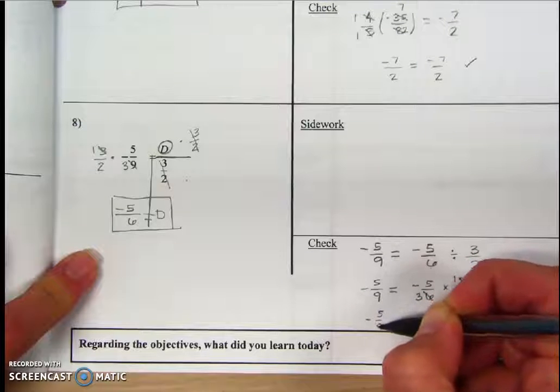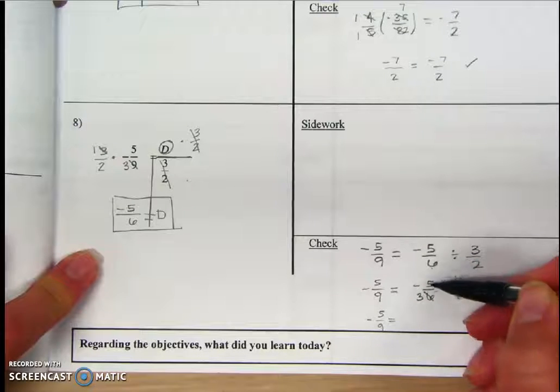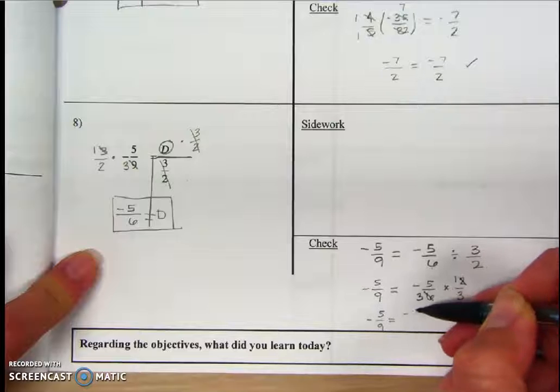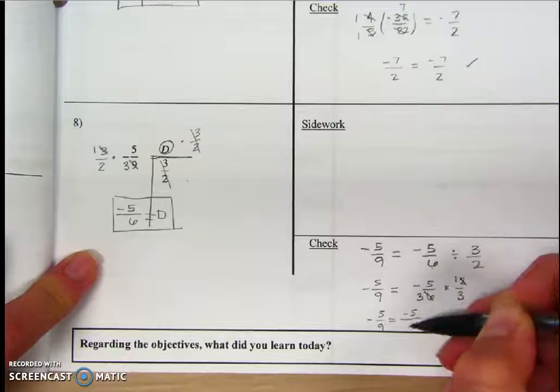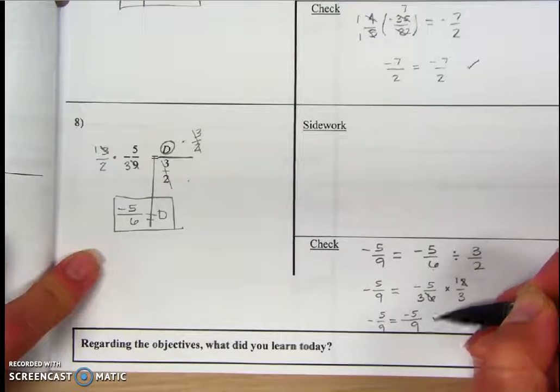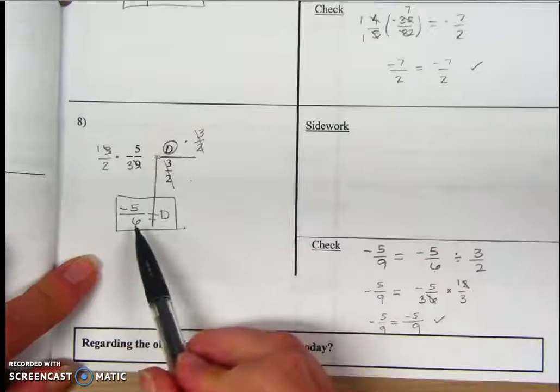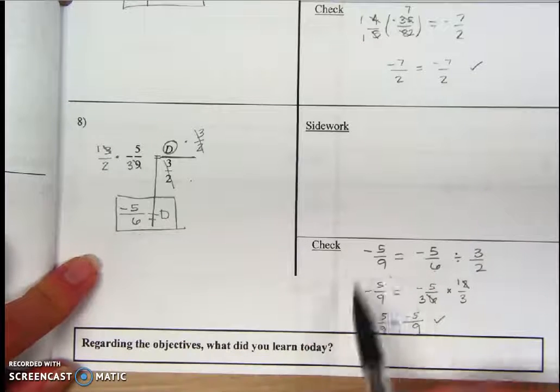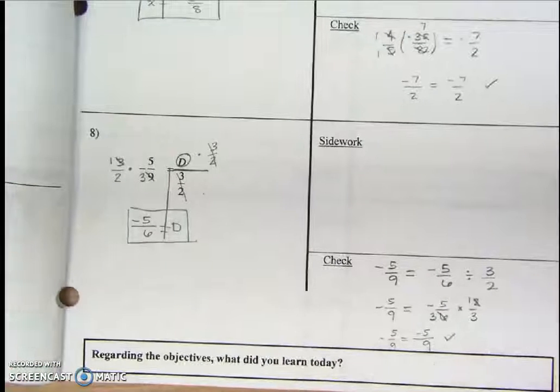So now I'll copy everything down. Negative 5/9 should be equal. Let's see. Negative 5 times 1, negative 5. 3 times 3, 9. Yay, it came out equal. That tells me my answer was correct. Remember, this is just checking to make sure we're right, and you can do that on every single problem. Always check your work because you should be getting 100% every time.